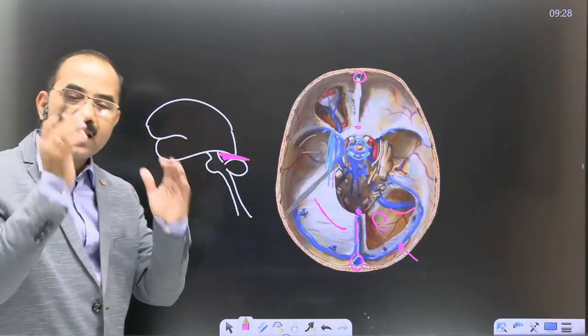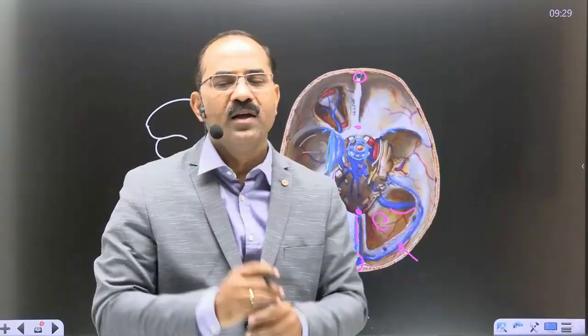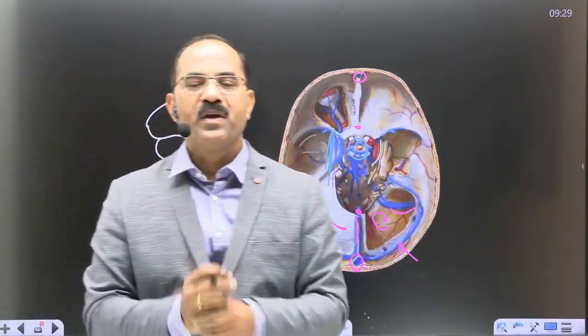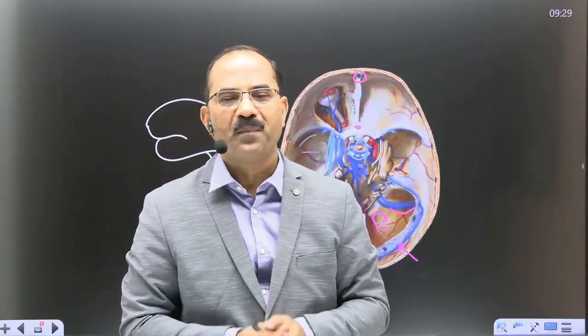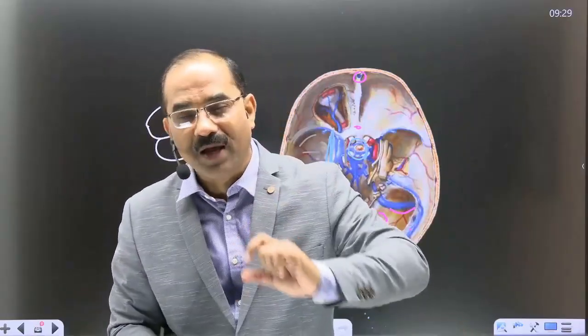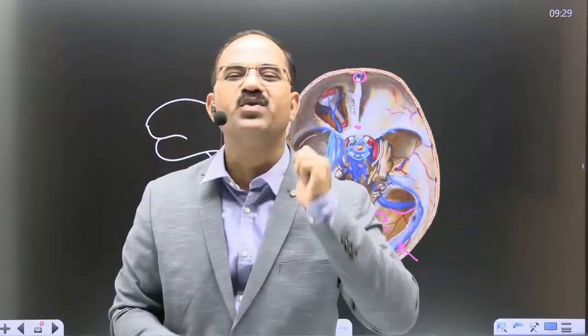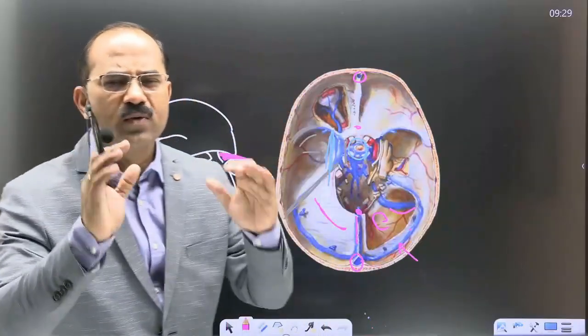The cavernous sinus is like a reservoir of blood, right? It's like a storehouse of blood. So there are veins which are bringing blood towards the cavernous sinus, and there are veins which will take blood away from the cavernous sinus. Those which are bringing blood towards the cavernous sinus, we would call tributaries of the cavernous sinus. And the ones which are taking blood away from the cavernous sinus, we would call the draining channels, right?